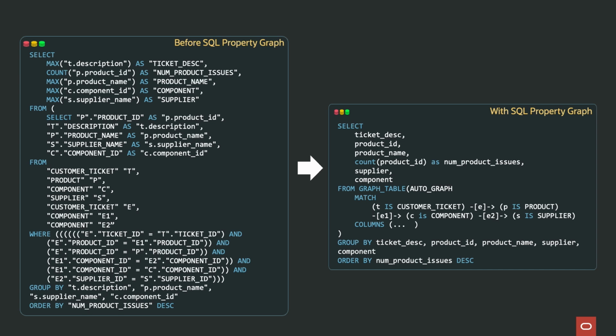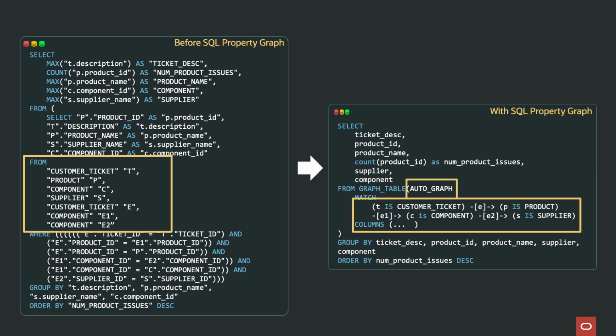Without this new syntax for graphs and the ability to work with graphs, you would have what we have on the left. You would do a join across all of these tables. But now with the ability to create a graph, you can encapsulate all the tables and all the connections between them in this one object. Here we call it autograph. And then you have the simple syntax to navigate from the customer ticket information to the supplier information. So it makes it really easy to answer these complex queries.